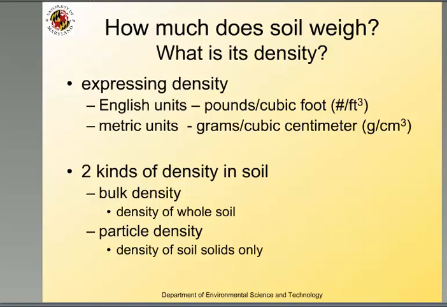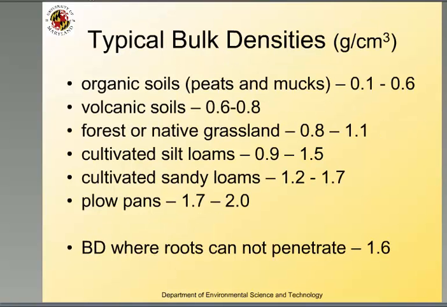Bulk density is the density of the whole soil, solids and the pores, whereas particle density is the density of the soil solids only. You might wonder why we worry about particle density, but you'll see where it comes into play here in a few minutes. In terms of typical densities, expressed as grams per cubic centimeter, organic material is lighter, and organic soils, being things like peats and mucks, have very low density. They're very light. Okay?